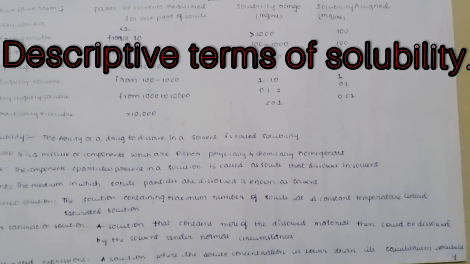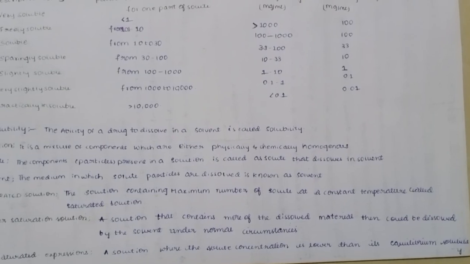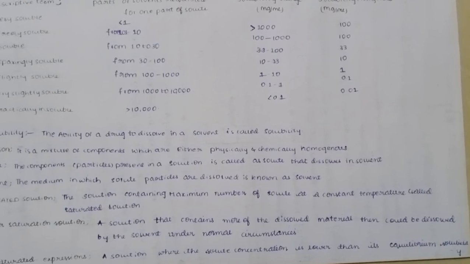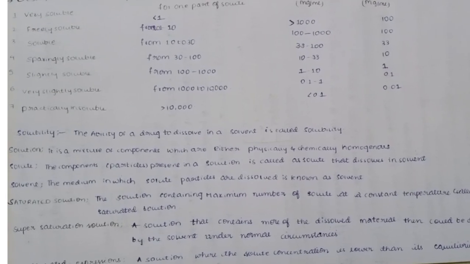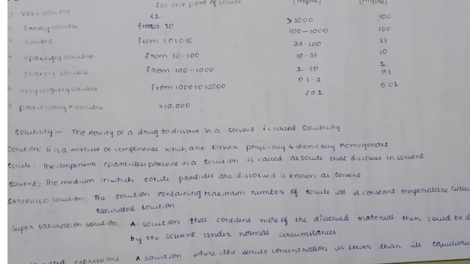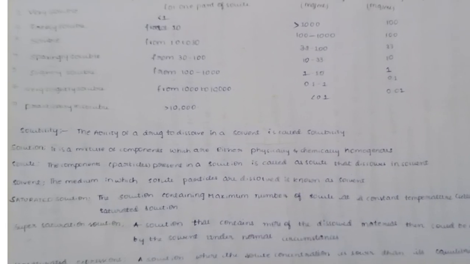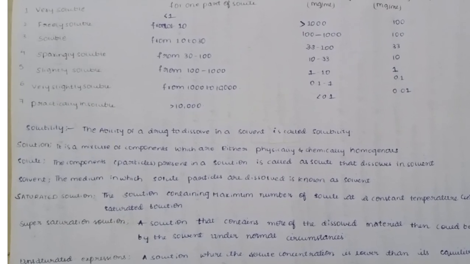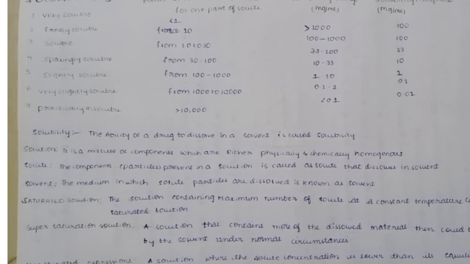So, generally, solubility means the ability of a drug to dissolve in a solvent. I think you already know what a solute, a solvent, and a solution are. See, the solute is the smaller quantity, and the solvent is the largest quantity. The solute which is dissolved in the solvent forms the solution. So solute plus solvent is nothing but the solution, right? And the ability of the solute to dissolve in the solvent is called solubility. It means how fast it is going to dissolve.